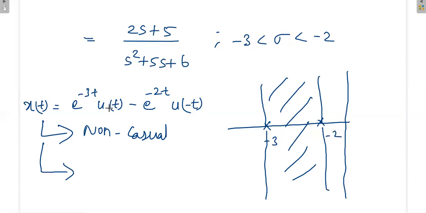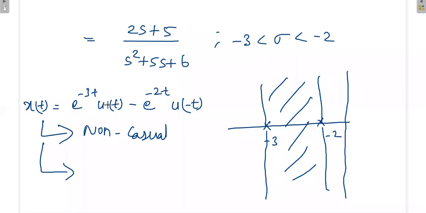Okay, see, when you substitute positive value here, again e power minus infinity is zero. But whereas what is happening here? Here t is negative, already minus is there. If you substitute t as negative, then e power infinite, again the answer is infinite. So that means what? This is unstable. So this signal or system is unstable.